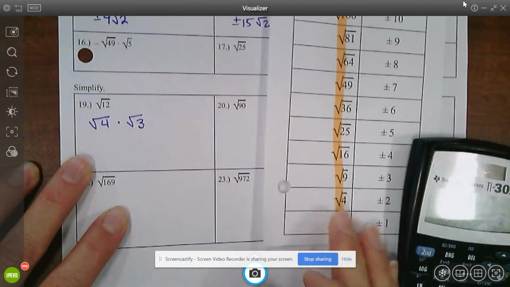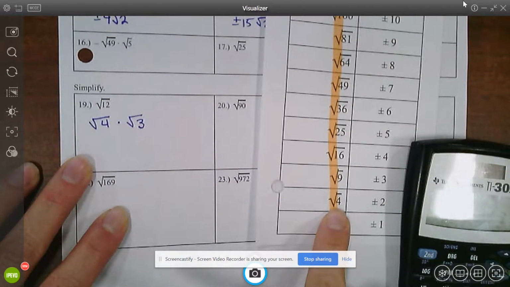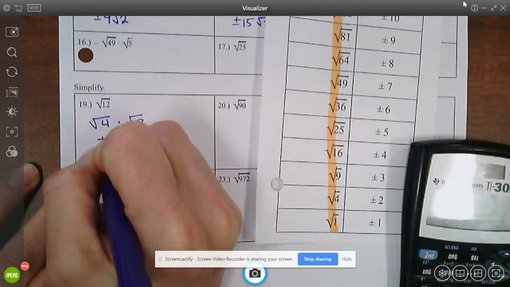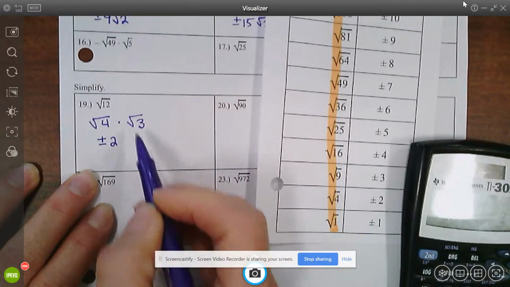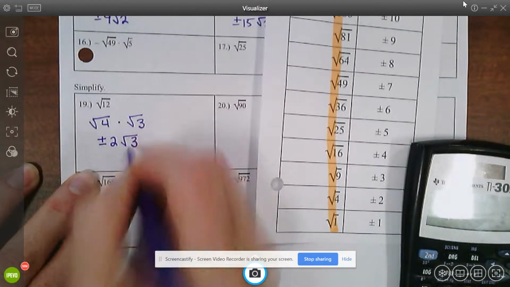Using my paper over here, my bookmark, I will see that the square root of 4, my perfect square, is actually plus and minus 2. So to simplify further, I'll write plus minus 2. There's nothing I can do with that radical 3. It's not on the list, so I just write it next to the 2.